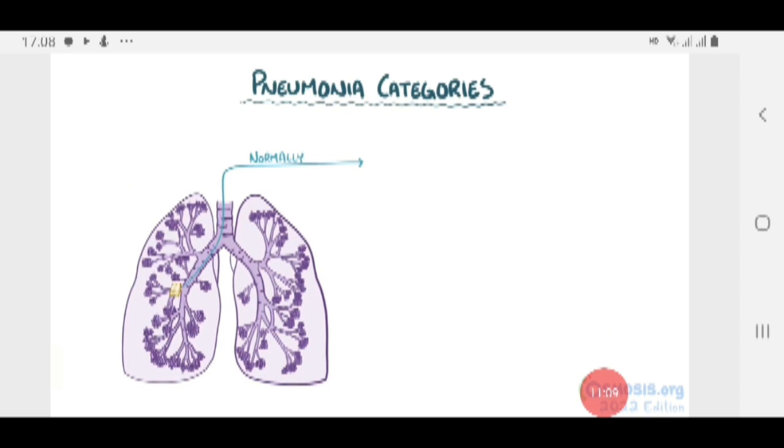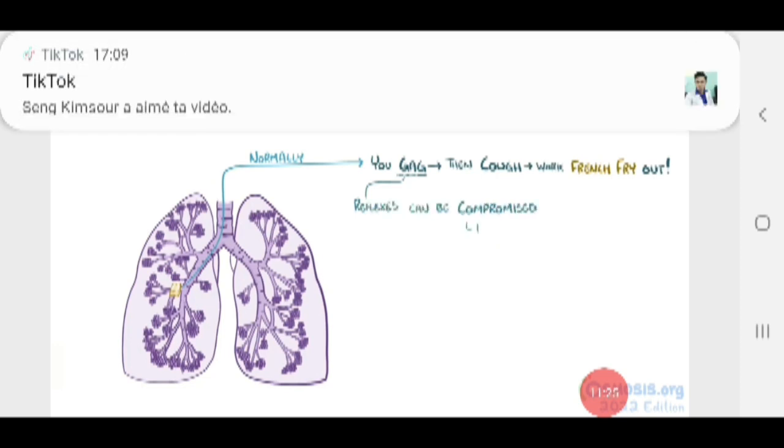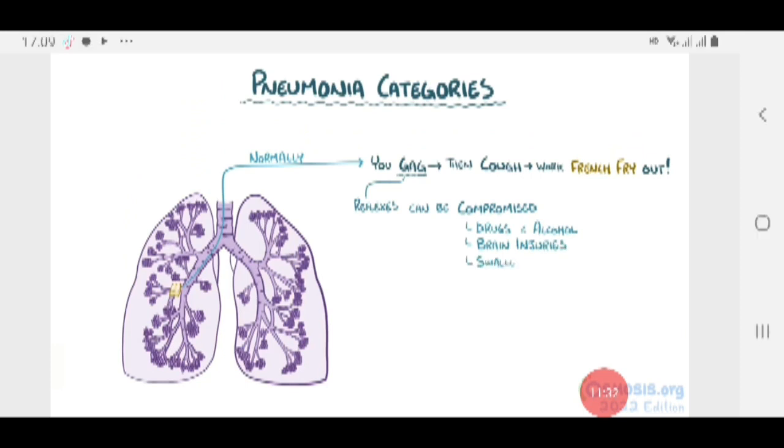Normally, you'd automatically gag and start coughing and work that French fry out of your lungs. These gag reflexes can be compromised, though, by drug and alcohol abuse, brain injuries, or swallowing issues. So in these cases, the French fry might stick around in your lower airways.